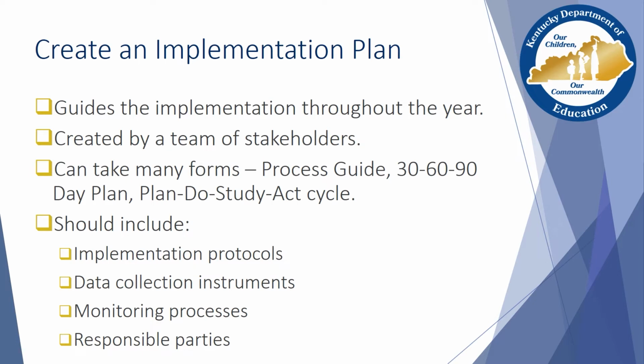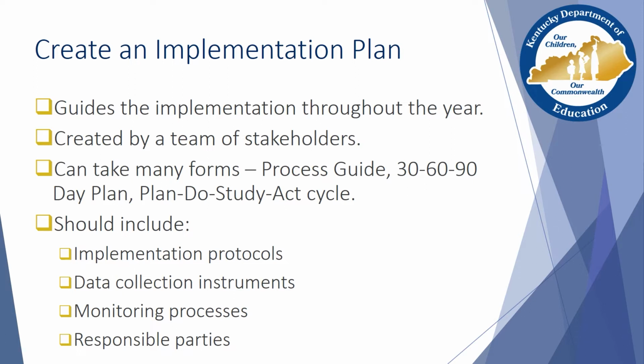The first step is to create an implementation plan. The implementation plan is the document that houses the various processes and protocols that you will use with the new intervention. This document should be created by a team of stakeholders who will inform the work throughout the year. This document can take many forms, such as a process guide, 30, 60, 90-day plan, or Plan, Do, Study, Act cycle. The key is to select a format that makes sense to those who will be using it.